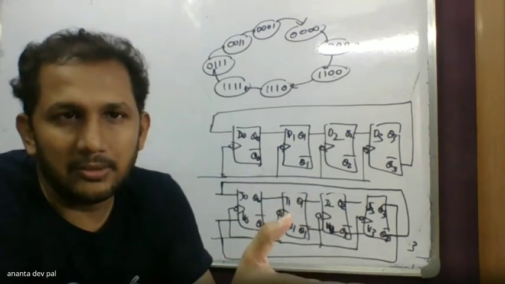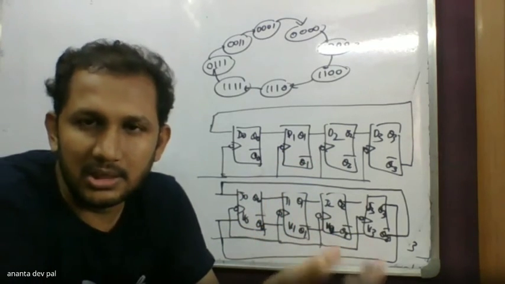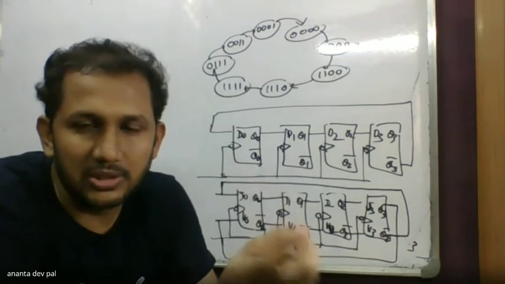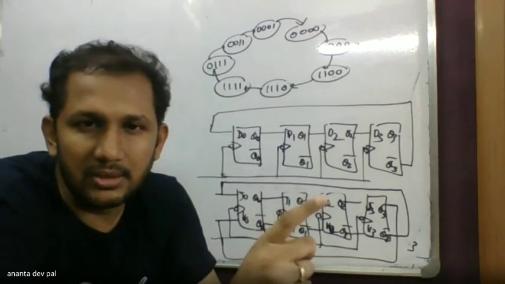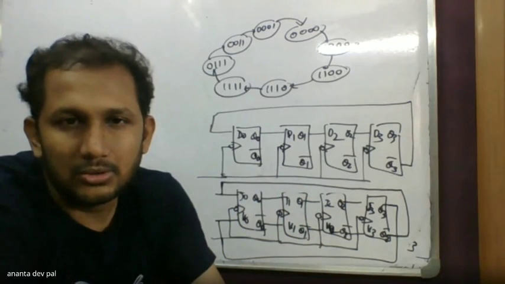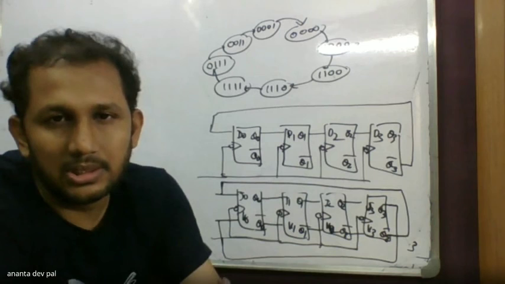And this is the ring counter and Johnson counter. The ring counter is basically constructed with the help of D or JK. The last output is fed back to the first, and in the twisted ring counter, the last inverted output is fed back to the first input of the D. So this is known as a twisted ring counter.